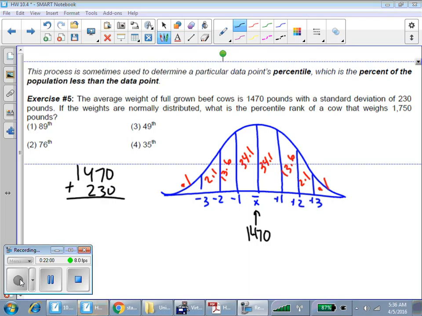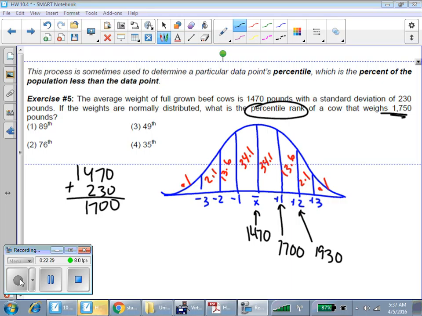I'm going to use my calculator or do it by hand, whatever you prefer, and add 1470 and 230 to figure out what number goes 1 standard deviation above. So this is 1700. Then I'm going to add my standard deviation, 230, again, so I know what goes here: 1930. And then I can actually stop, because they're asking us what percentile rank 1750 is at.